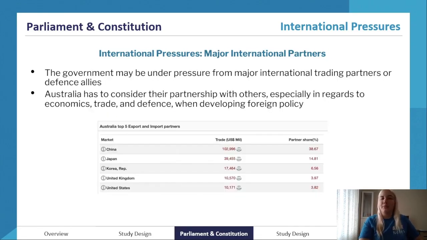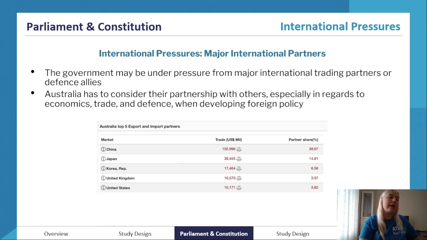We also have major international partners as a form of international pressure. So the government could be under pressure from major international trading partners or defense allies. So all the countries we import or export with, or countries we have an alliance with if worse comes to worse and some kind of war or international conflict erupts. So Australia has to consider their partnership with others, especially in regards to economics, trade, and defense when developing foreign policy.